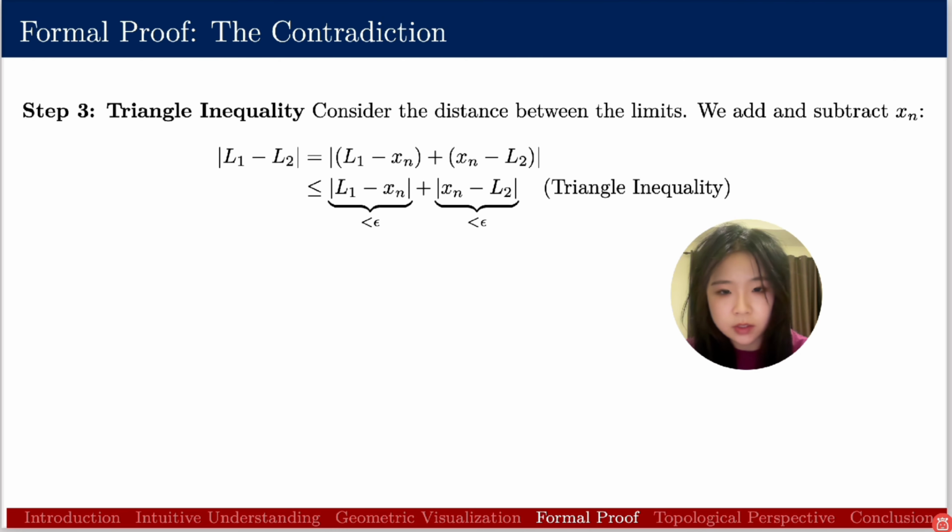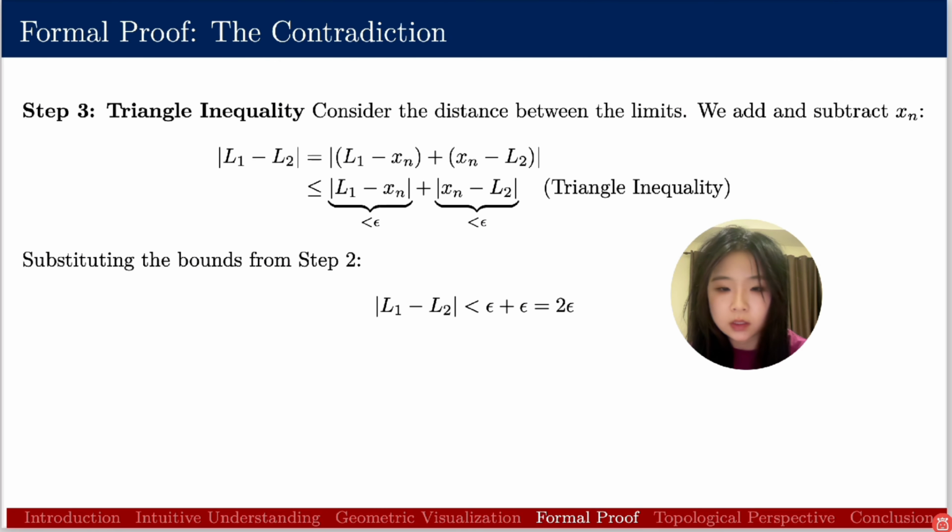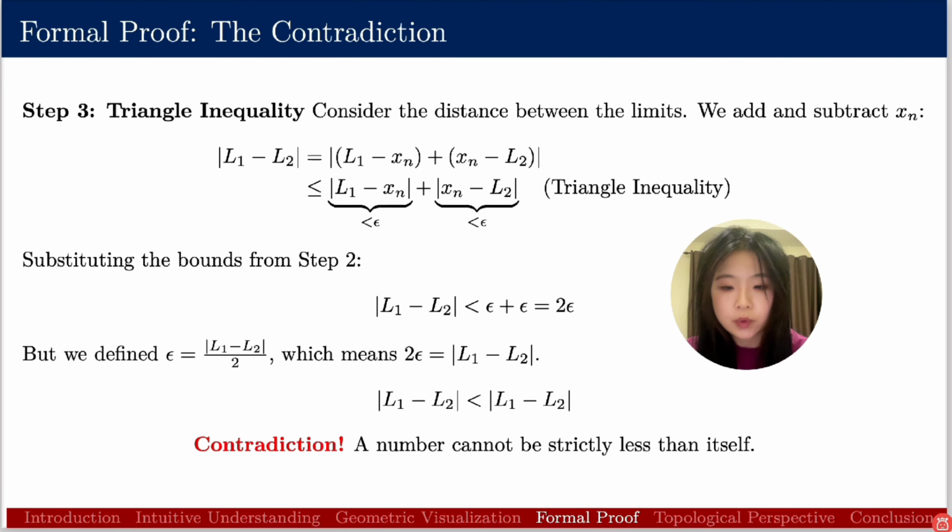Finally, we look for the contradiction using the triangle inequality. We start by looking at the total distance between our two assumed limits, the absolute value of L1 minus L2. Inside the absolute value, we add and subtract xn. This doesn't change the value, but it allows us to split the distance. According to the triangle inequality, this distance is less than or equal to the sum of these two parts: the distance from L1 to xn plus the distance from xn to L2. From our previous step, we know both these parts are smaller than epsilon. So the absolute value of L1 minus L2 must be strictly less than epsilon plus epsilon, which is 2 epsilon.